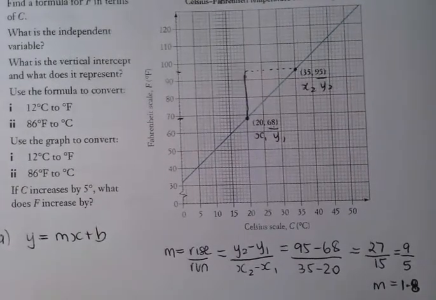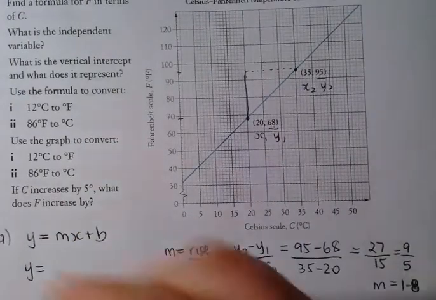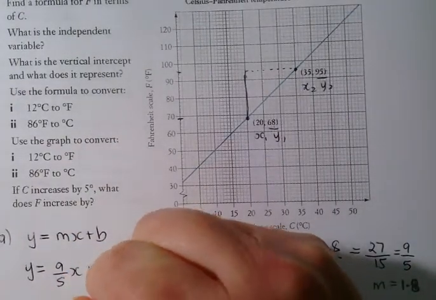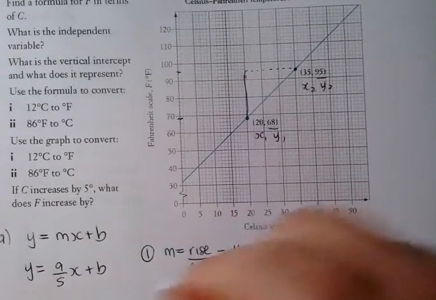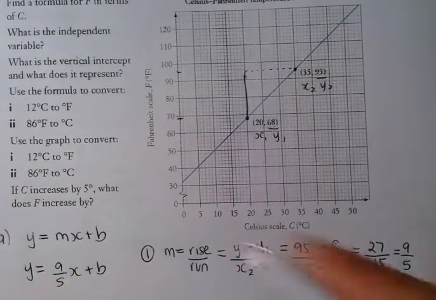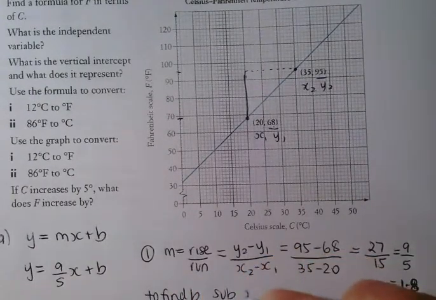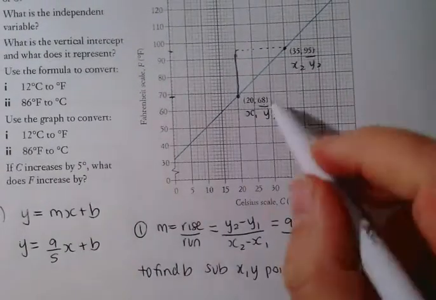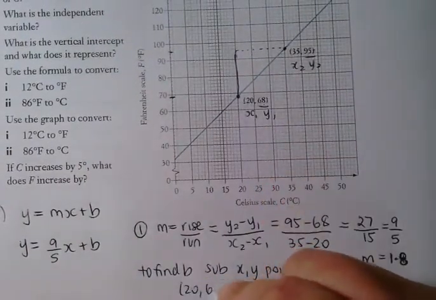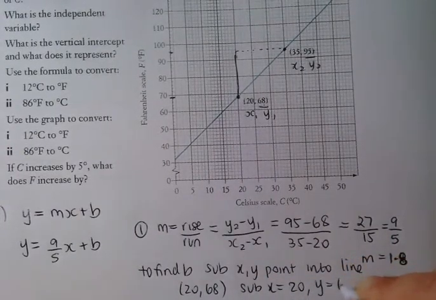Now, we still have to finish the formula off. We know what the gradient is, so we're going to put that in. So y equals 9 over 5x plus b. Remembering, step 1 is to find the gradient, and step 2 is to find b. So to find b, we're going to substitute an xy point into the equation of the line, and let's just substitute in 20, 68. So we're going to substitute x is 20 and y is 68.